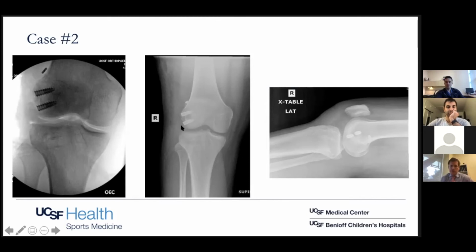And then if you feel like you can repair things, you can repair plus reconstruct, and that's probably the better way to go. It'll be more surgery, but will probably be more reliable in decreasing that failure rate.